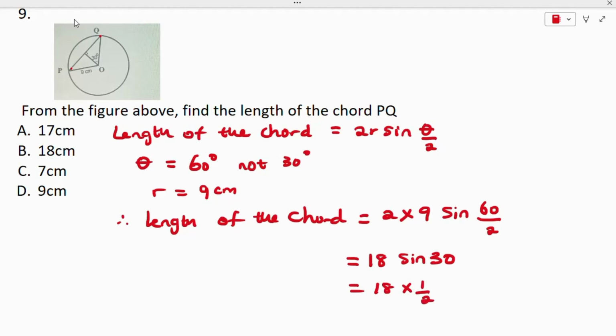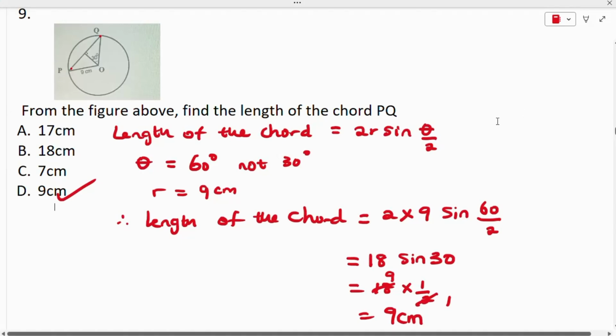1 over 2, which is equal to 2 here. 1, 2 into 18 is 9, so 9 times 1 is 9 centimeters. So the length of the chord PQ is equal to what? 9 centimeters. So we have been able to solve question number 9 right here. So let's take a look at question number 10.